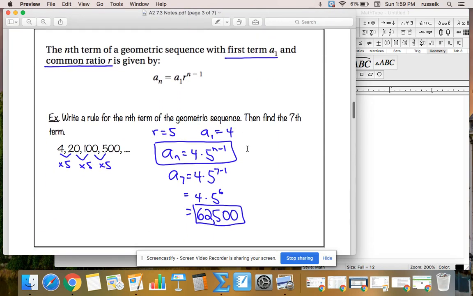If we want to write a rule, we have this nice formula where it's just the first term times the common ratio raised to the n minus 1 power. So in this example, our first term is 4, and our common ratio is 5. So our rule is 4 times 5 to the n minus 1. Be careful, you can't multiply the 4 and the 5 together to get 20, because we'd have to do the exponent first. So this is your final answer. This lets us find any term that we want. So if we wanted to find the 7th term, we'd plug in 7. If we wanted to find the 100th term, you'd plug in 100 in that spot.